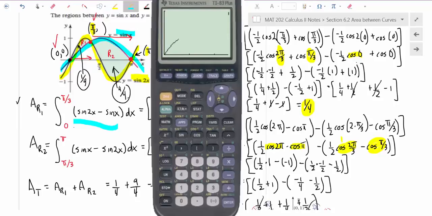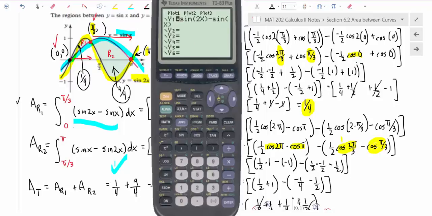And remember, we're graphing this. We're not graphing the original problem. We're checking the integral. So we're integrating from 0 to pi over 3. I can go trace option 7. Lower limit is 0. Upper limit is pi over 3. And it'll shade it in, and it should give 1/4. We ended up getting this area of 1/4 here. So 0.25 and 1/4 are the same thing. That verifies that.